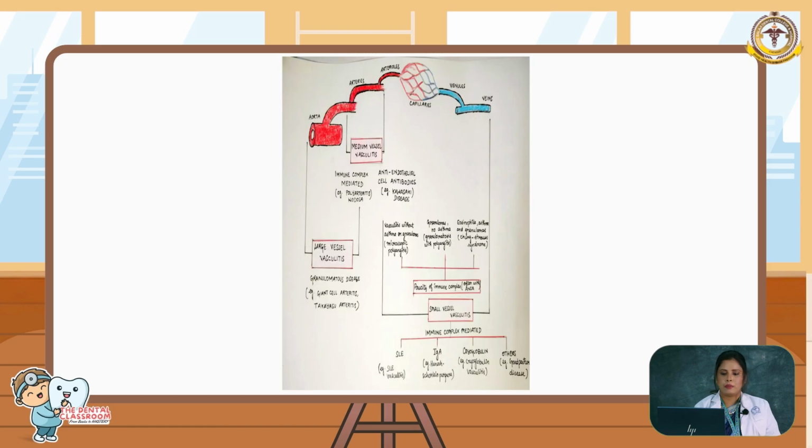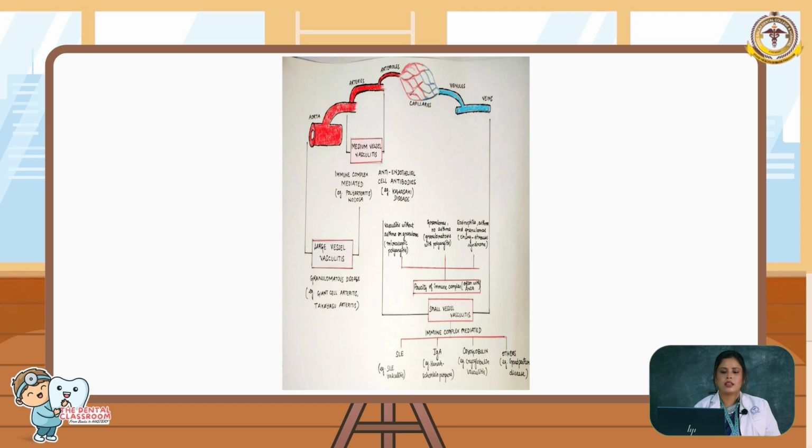So, this table gives you an overview of types of vasculitis. Like large vessel vasculitis, under that you have giant cell arteritis and Takayasu arteritis. In medium vessel vasculitis, you have TAO, which we call thromboangiitis obliterans, otherwise known as Buerger's disease, which is more commonly seen in smokers. And the other medium vessel vasculitides are polyarteritis nodosa and Kawasaki disease.